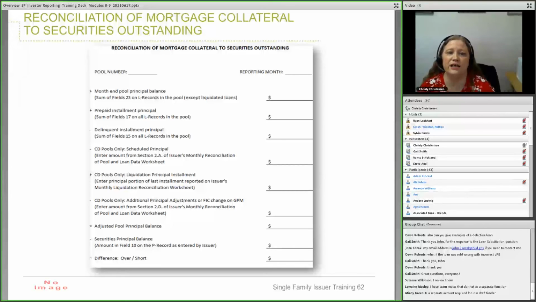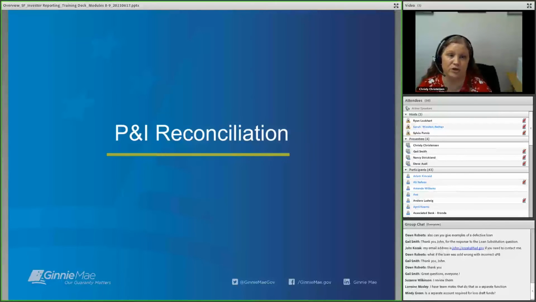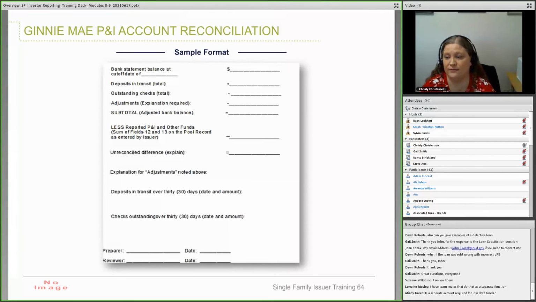Here is a pool to security recon. Most servicing systems will complete a similar pool to security recon report like the one displayed. We will now move on to the P&I recon.